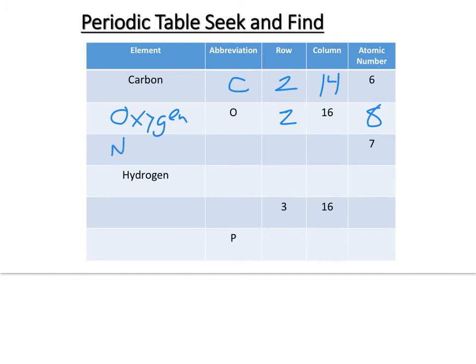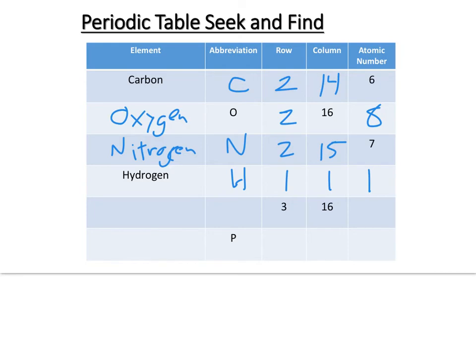Third one here, atomic number 7 tells you that you're looking for nitrogen, or N. It's also going to be in our second row, and it's going to be in our 15th column. Hydrogen is really easy. Hydrogen is abbreviated with an H. It is in the first row and the first column because it's the very first element on the upper left, and it has an atomic number of 1.